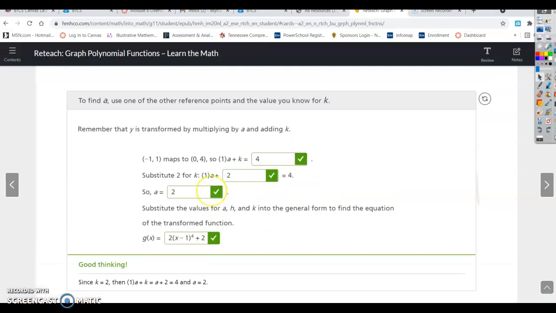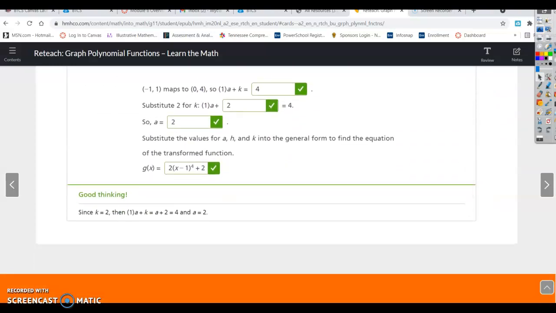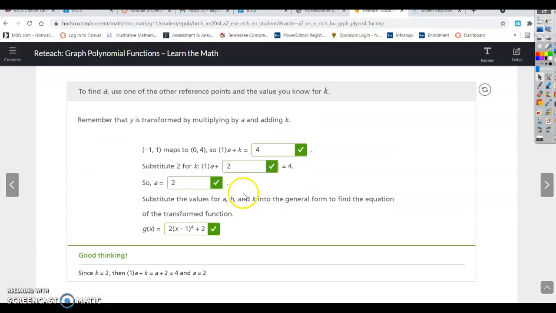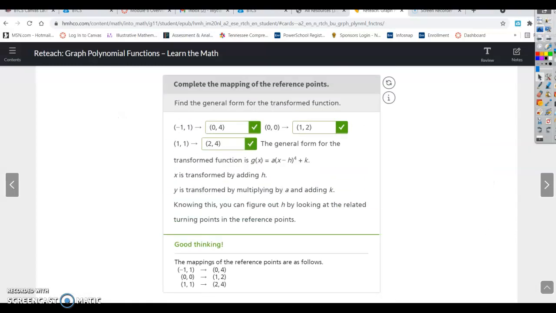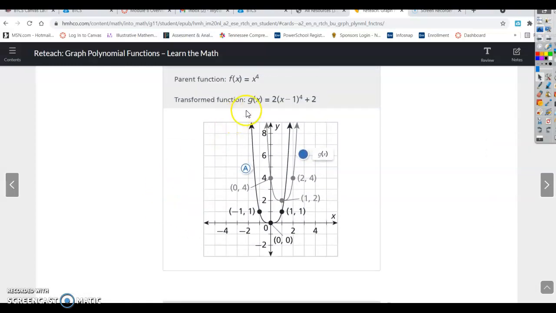So what we did was just use the information that we had to find the same function that was already given. If you look at this function here, g of x equals 2 times (x minus 1) to the 4th power plus 2. If you go back up and look at the graph, g of x equals 2 times (x minus 1) to the 4th power plus 2. So they just wanted to walk you through the steps to see where those numbers a, h, and k come from. All right, so a little bit about graphing polynomials. If you have any questions, let me know.